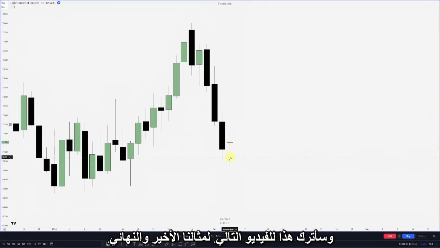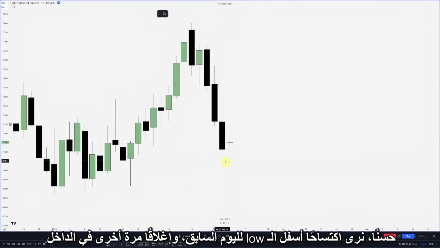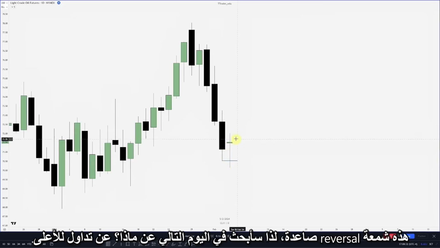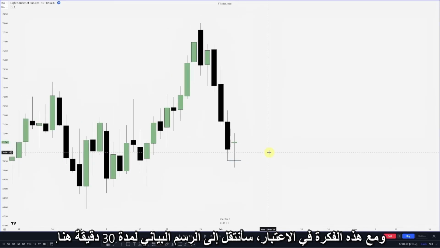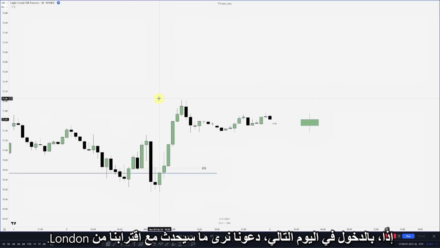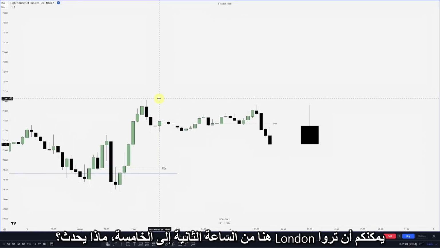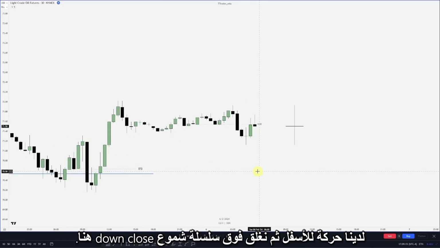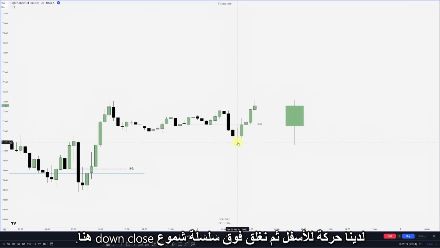For our last and final example, what do we see right here? Well, we see a sweep below previous day low, a close back inside. And what is this? This is a bullish reversal candle. So I'd be looking for the next day to do what? To trade higher. And with that idea in mind, I'll drop down to the 30-minute chart here. So getting into the next day, let's see what happens as we approach London. So you can see London here from 2 to 5, what happens? We have a move lower, and then we close over the series of down close candles here.